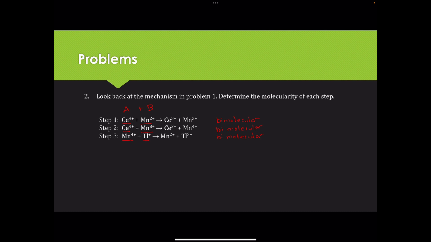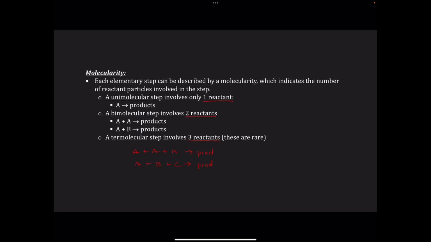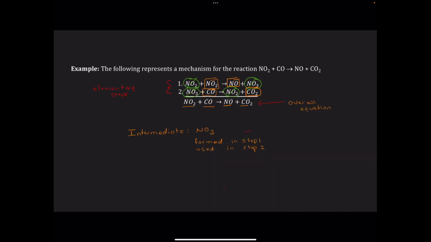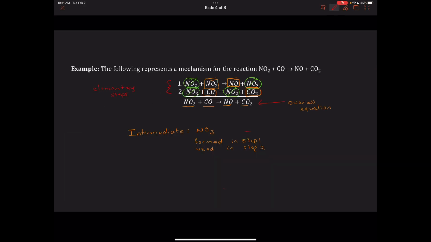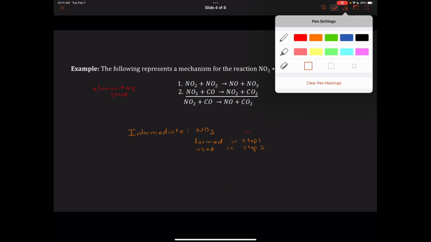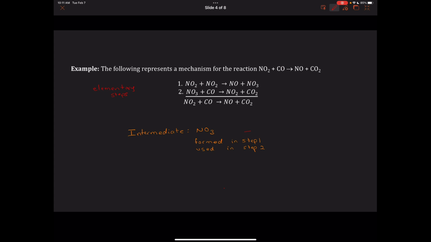But if we go back and take a look at our very first mechanism, here I've got NO2 and NO2. So the fact that we have NO2 plus NO2 indicates that two particles have to collide. That is a bimolecular step. But that's what we're referring to as an A plus A scenario. So two particles of the same type of substance colliding.